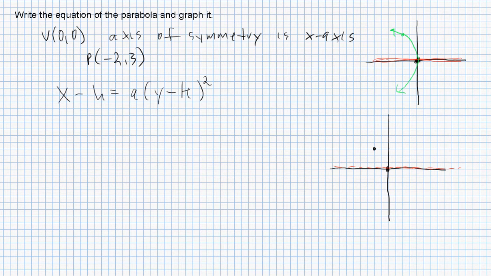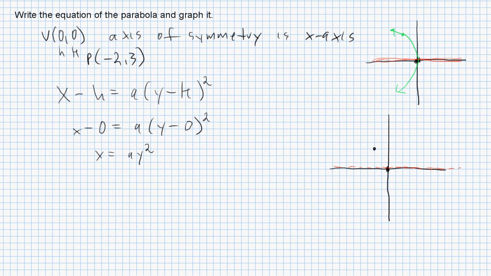Okay, so what to do first? Well, we can see that the vertex is at 0, 0, so there's the h and there's the k, so we put 0 in for h, and a times (y minus 0) squared for the k. We simplify, x is equal to a times y squared. Now, how do we go about finding out the a value? Well, again, we don't have the c value. We don't have either the focus or the directrix. So in that case, that's okay.